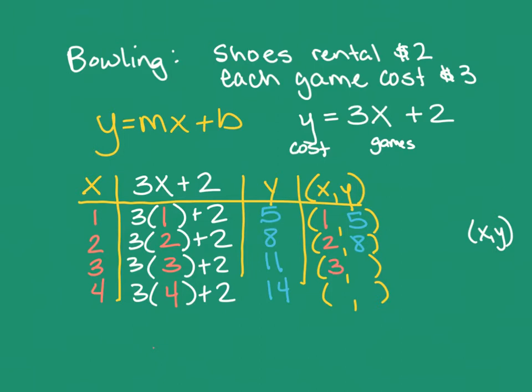3 games bowled cost $11 total. When x is 4, the amount of games we bowled was 4, run through this equation, then the cost was $14. When we bowled 4 games, it cost us $14 based on that equation.